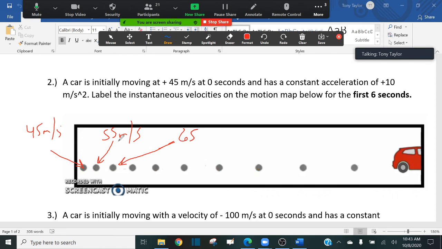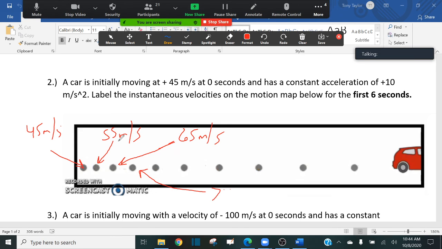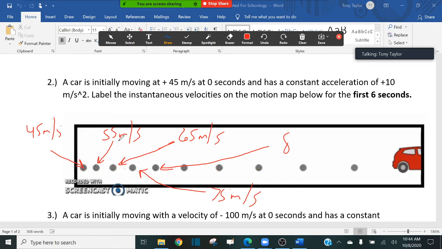Yep, someone said 65 in the chat box. Yes, thank you, Jade. How fast is it moving here? 75 meters per second. So you guys get the point. And of course, here we're moving at 85 meters per second.